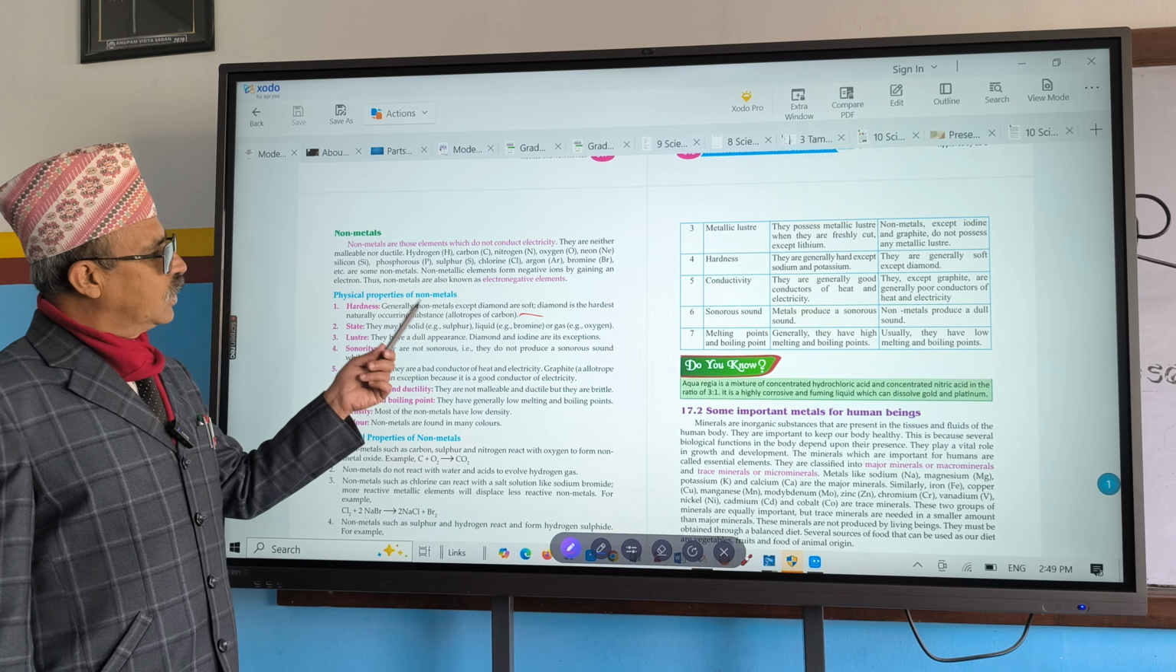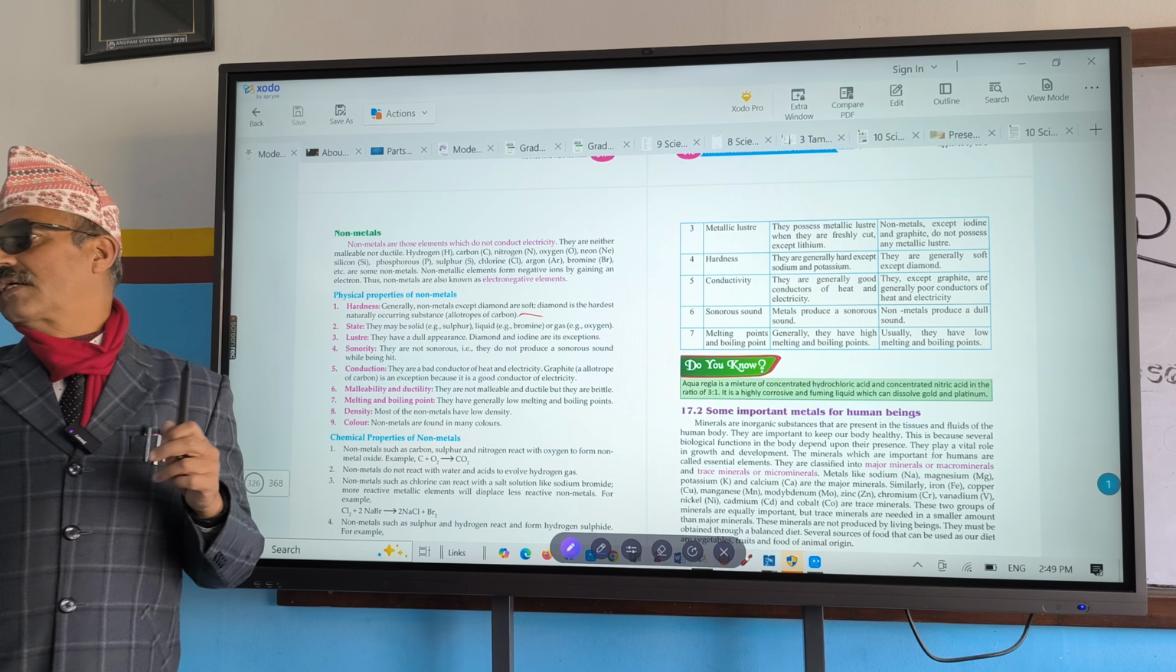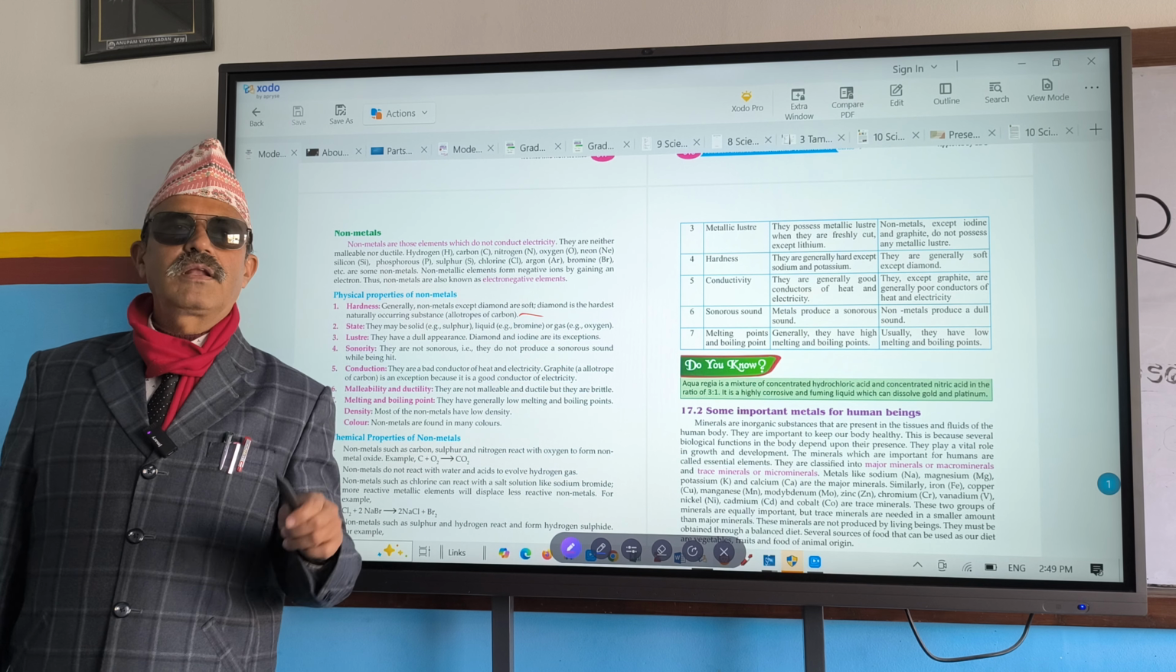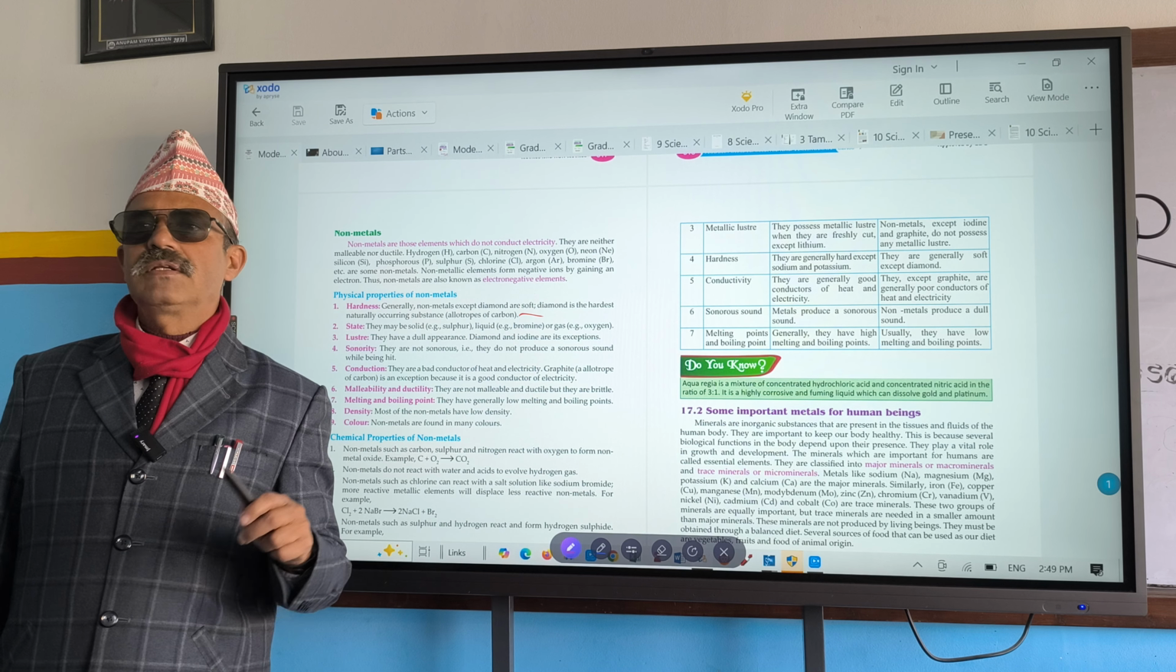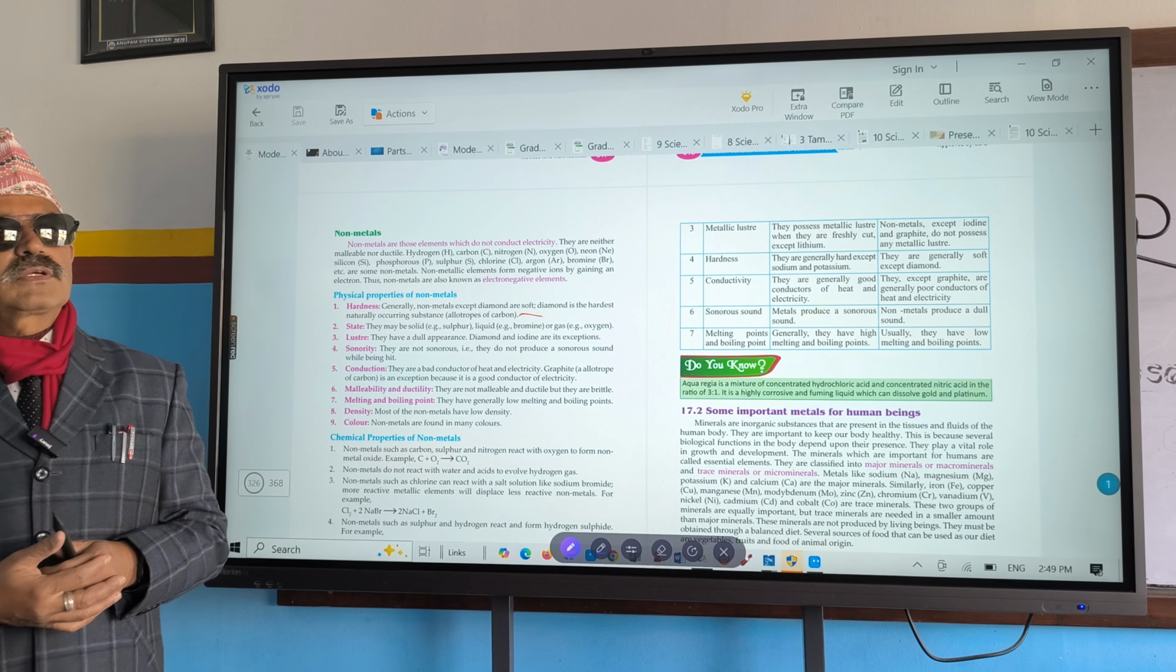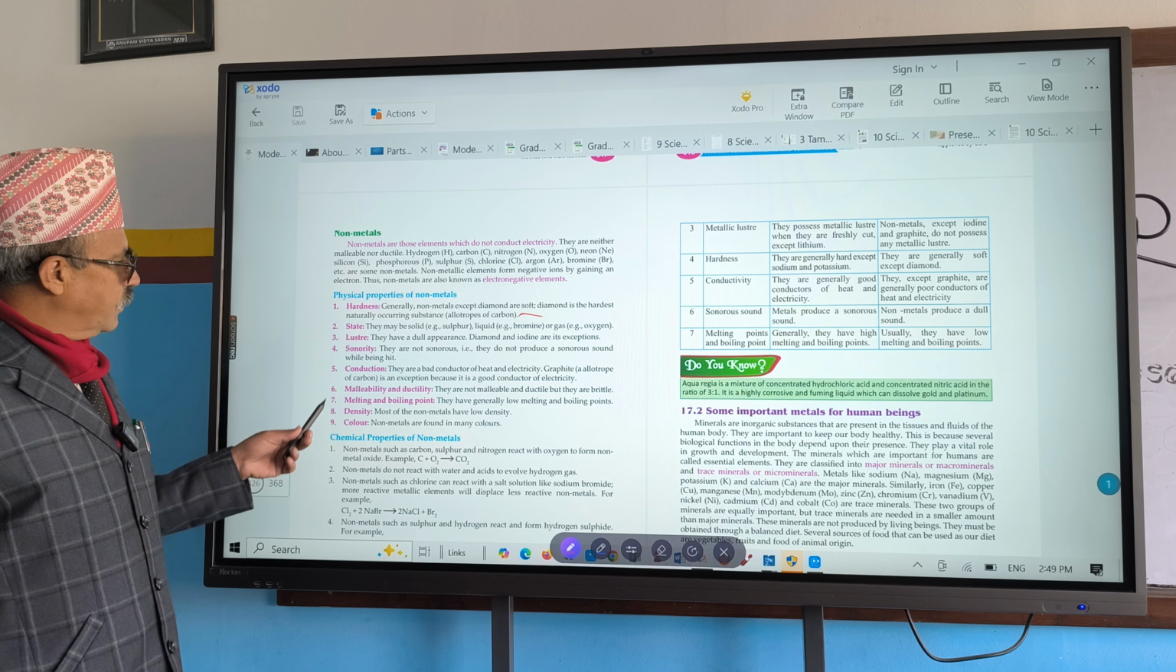They are found in solid, liquid as well as gas. But if we talk about metal, most of the metals are found in solid state. Very few are found in liquid. None of the metal is found in gas at room temperature.